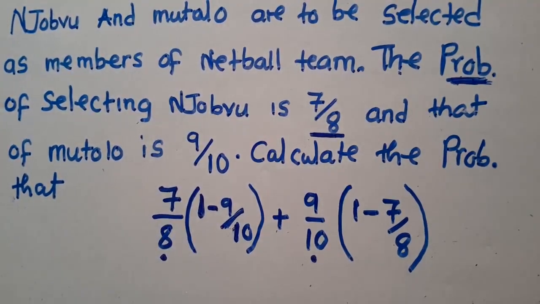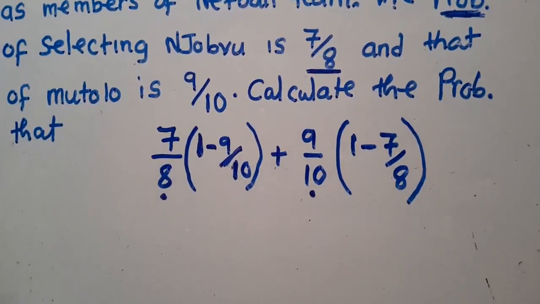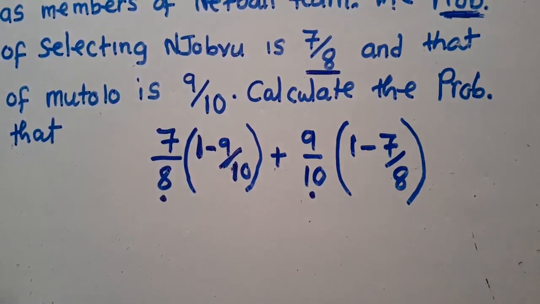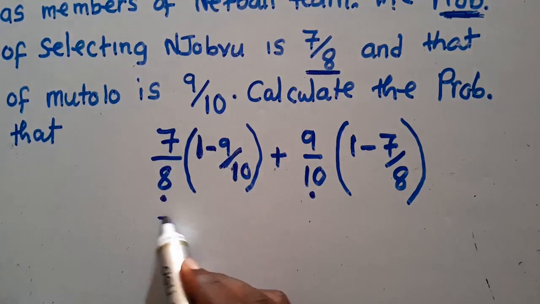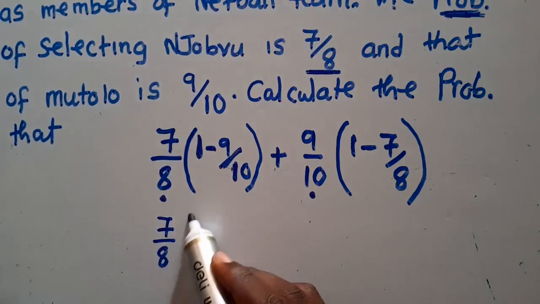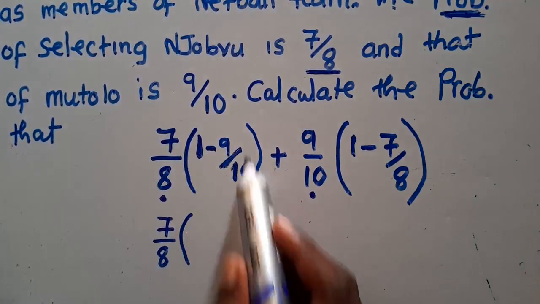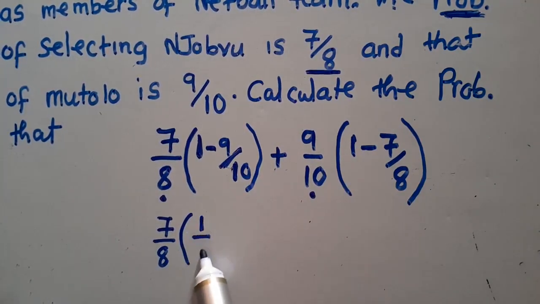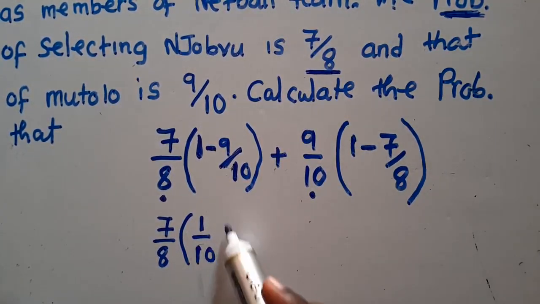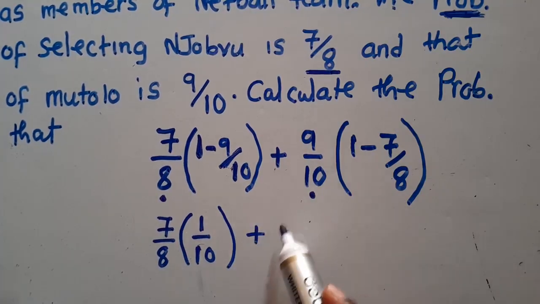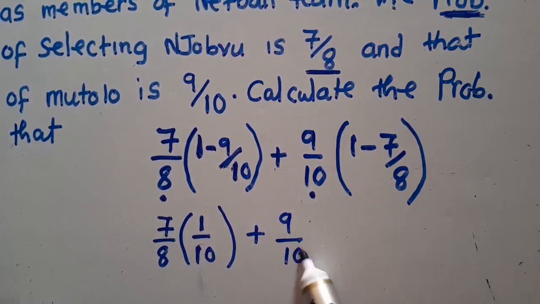So like this, you now get to do the needful. Once you do this, there is no need of putting down a tree diagram. Just like this, this is how you need to answer this question. So you say 7/8 multiplied by, what is the answer there if you evaluate that? So what answer are you getting? You are going to get 1/10. Then plus, here you are going to get 9/10.